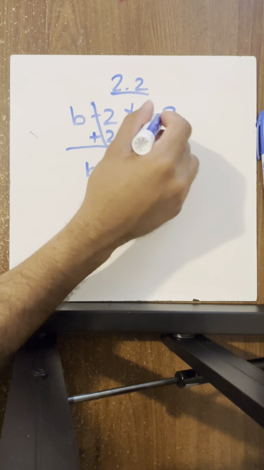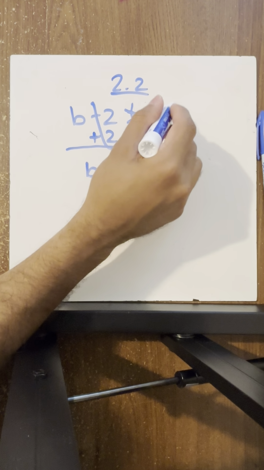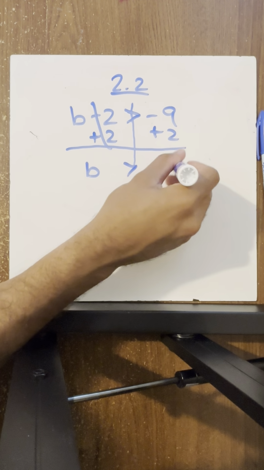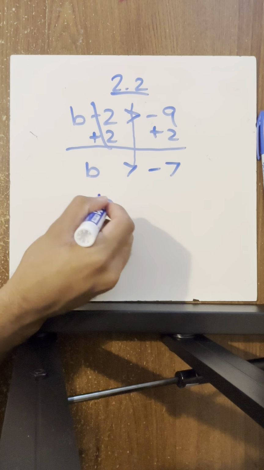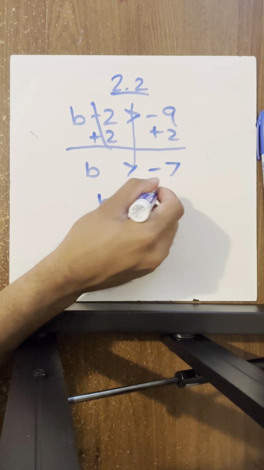9 and 2, they have different signs, so let's subtract the numbers. 9 minus 2 is 7, but again, 9 was a bigger number, so it's going to be negative. So our final answer is b is greater than negative 7.